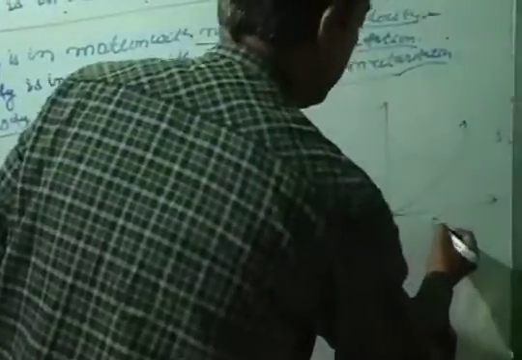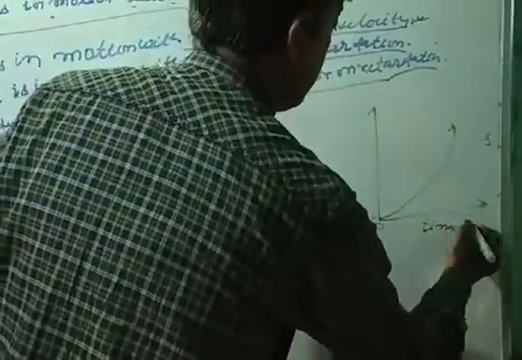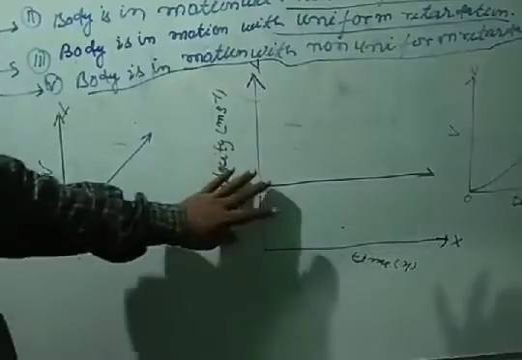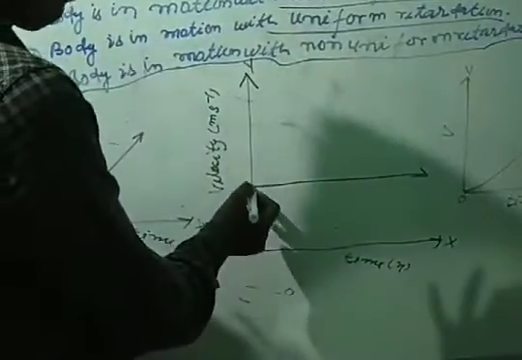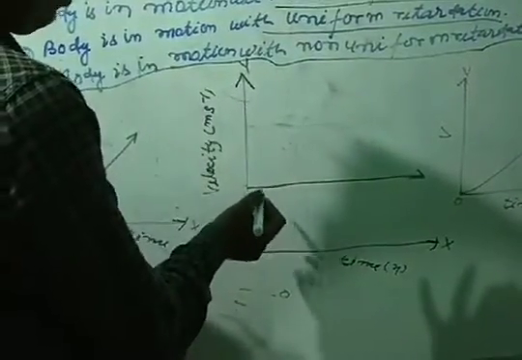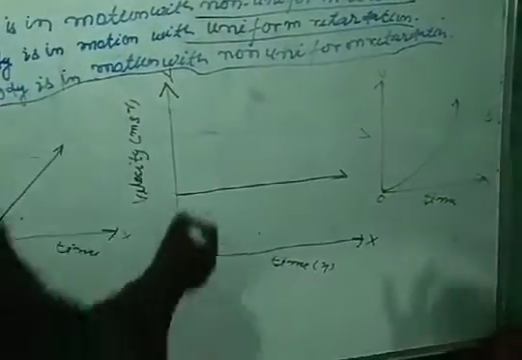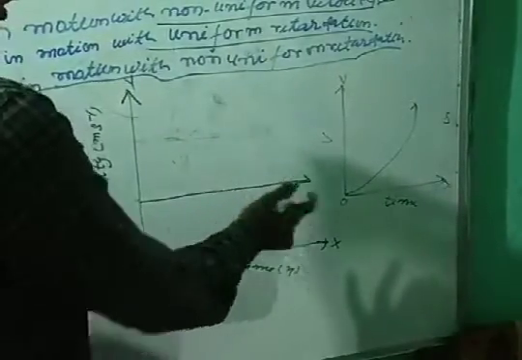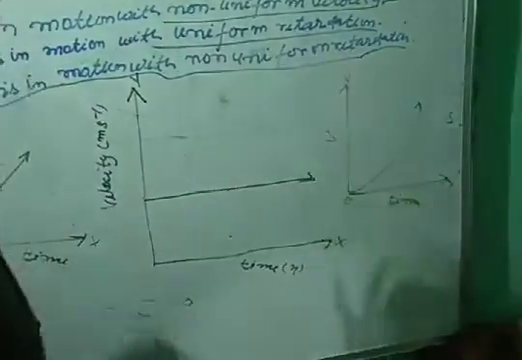Here time is taken on x-axis, and velocity is taken on y-axis. So there are three cases. First, when the body is moving with uniform velocity, means constant velocity. Here the graph is parallel to time axis. So the acceleration at this point is 0.